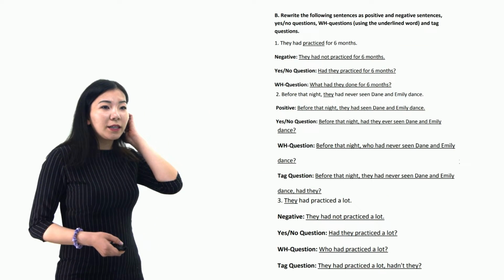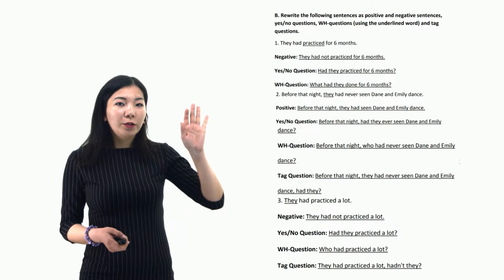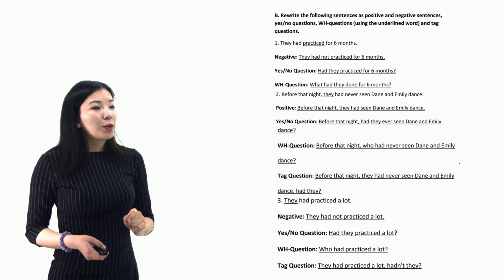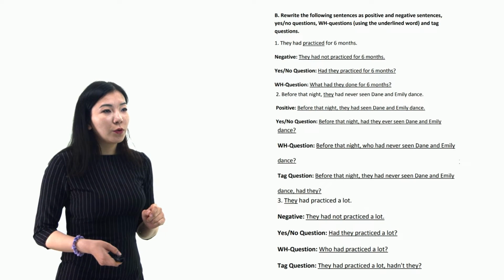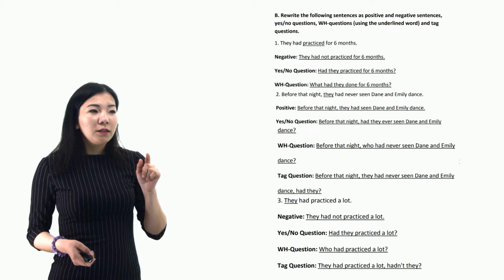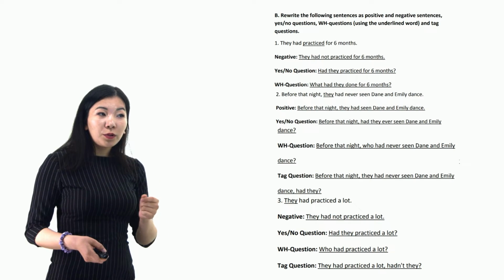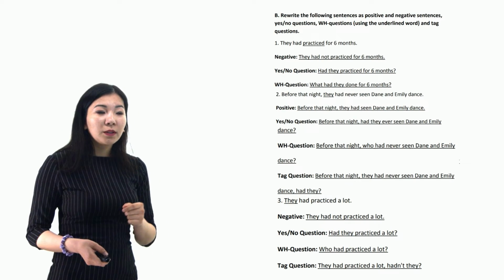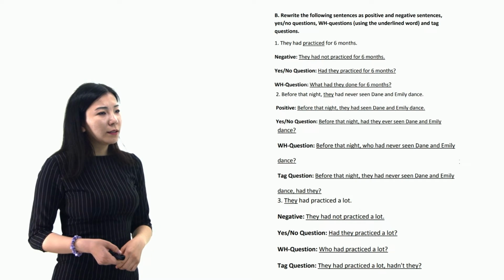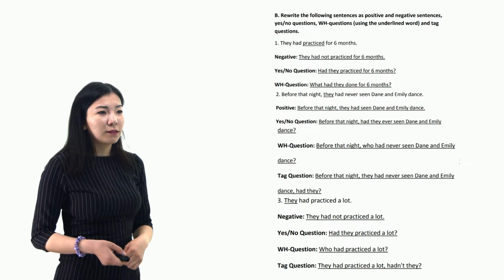Okay, so here we have these sentences already rewritten. They had practiced for 6 hours. In negative form, it's going to be, they had not practiced for 6 hours. Yes, no question. Had they practiced for 6 hours? Special question. What had they done for 6 months?